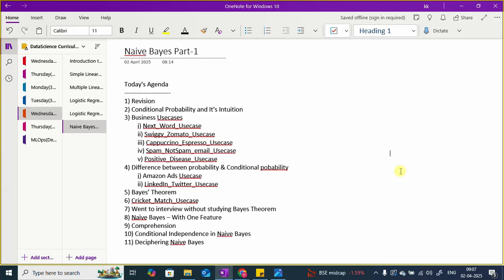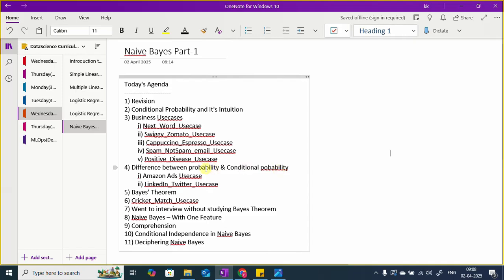Maybe in the previous intermediate, or maybe in the 10th class, you might have gone through probability and statistics. At that time maybe you have some knowledge about probability, but today we are going to see about conditional probability. So how conditional probability is different from probability, that we'll see. So, a difference between probability and conditional probability. I will give a problem statement.